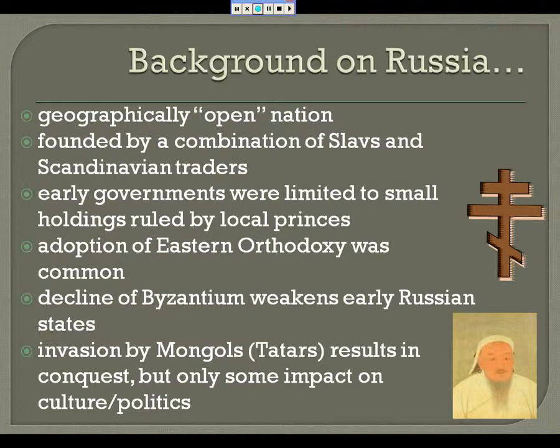All right, so fun facts about Russia. They are a geographically open nation. What do we mean by that? Good. They don't have natural boundaries to keep people out. Who does that sound like that we've learned about before? Might have to go back a little ways. Mesopotamia and India. Except Russia's even more open. Russia has virtually no geographical barriers. There is nothing to keep people out.